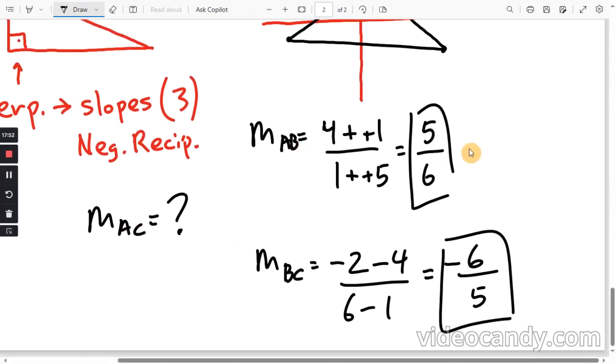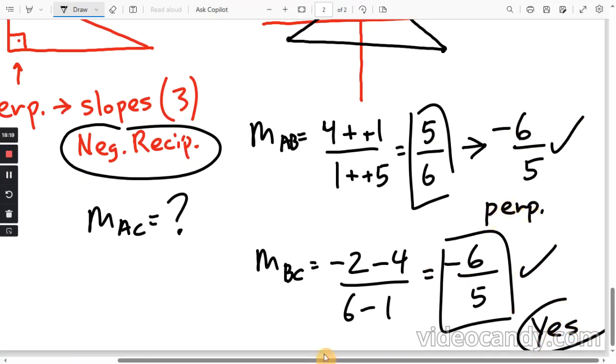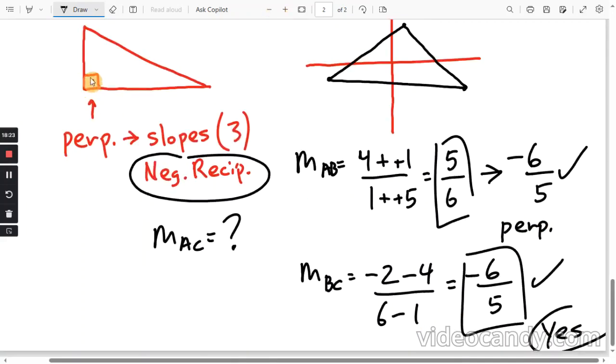Look at the slope of AB, and for the negative reciprocal, flip it, so 5 over 6 is going to be 6/5, and change the plus minus sign, so that's going to be negative. -6/5 matches -6/5. So the answer is yes. It's a right triangle because these are perpendicular. All right, and you need 2 perpendicular lines to make a right angle.